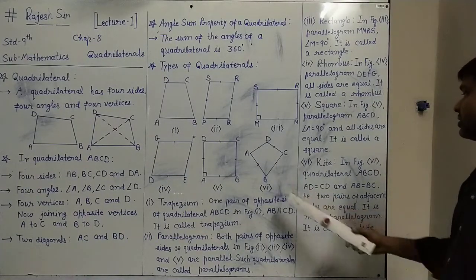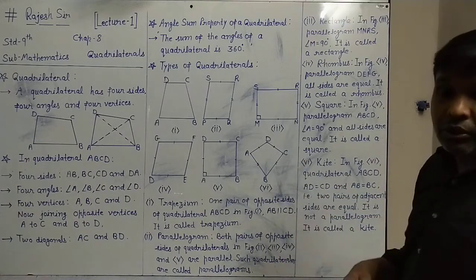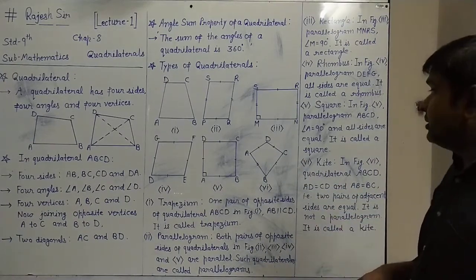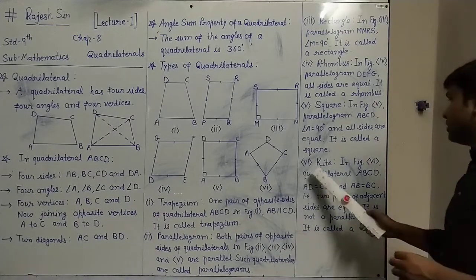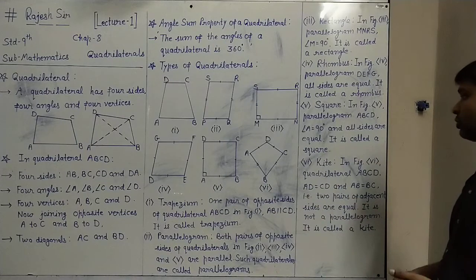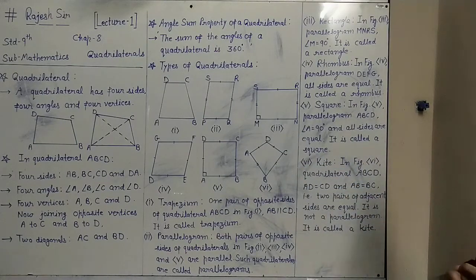Now next is the sixth figure we have, which is called a kite. It looks like a kite. You know we fly kites on kite flying day, 14th January. So this is called a kite. Why is it so called? In figure 6, what is the observation here? You can observe very well.